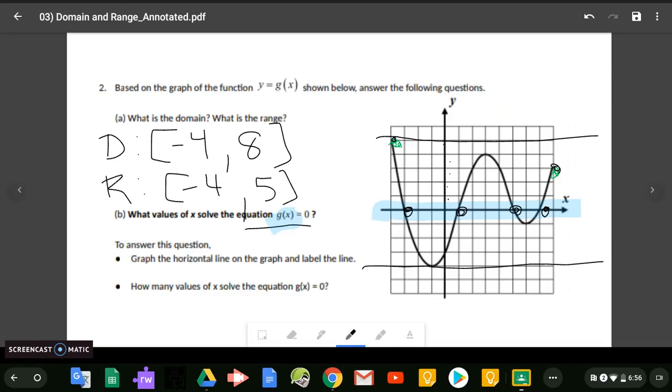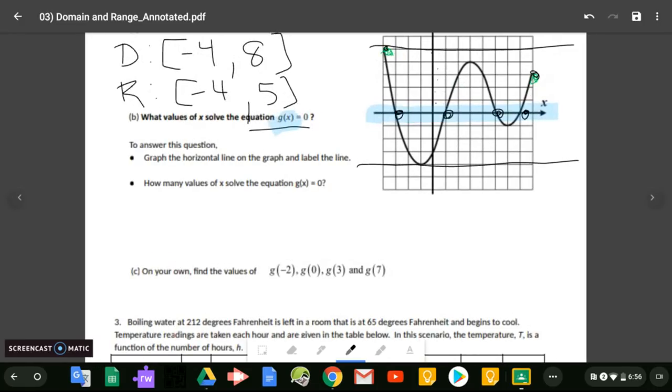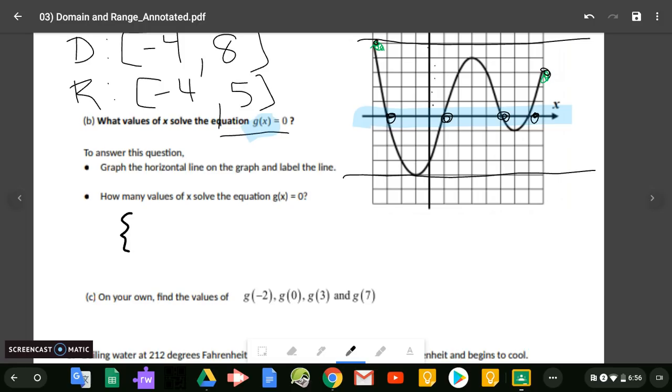So if I actually wanted to know what these values are, I would go ahead and look them up on my graph. So here, values that solve this equation would be x equals -3, 1, 5, 3, and 7. And I'm just going to do that by counting boxes. Okay? I'd like you to try part C.